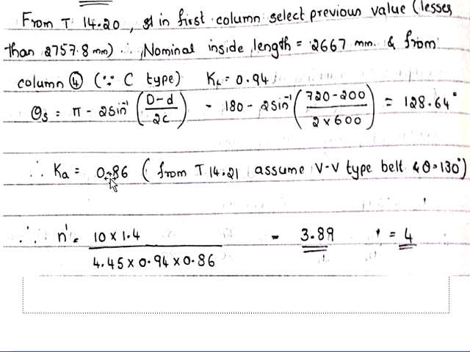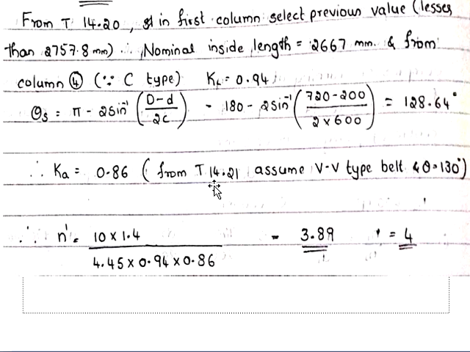Last, Ka is pending. To get Ka, refer table number 14.21. In table number 14.21, we are calculating Ka based on theta. So first find out what is theta value. You are getting theta value as 128.64 degree. After calculating theta, refer table number 14.21 in page number 325.